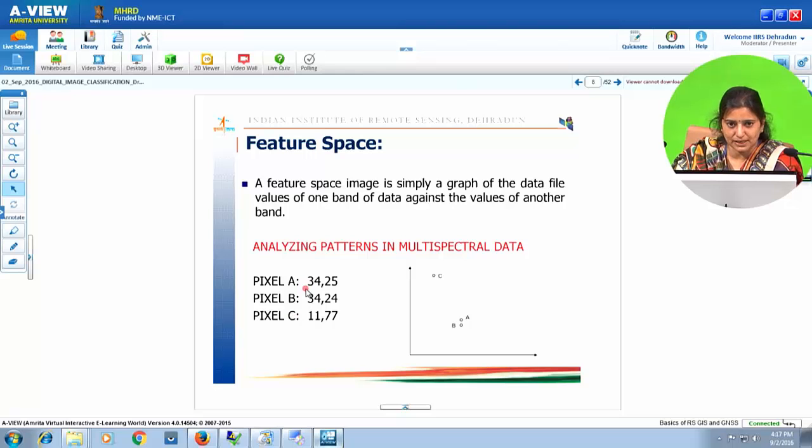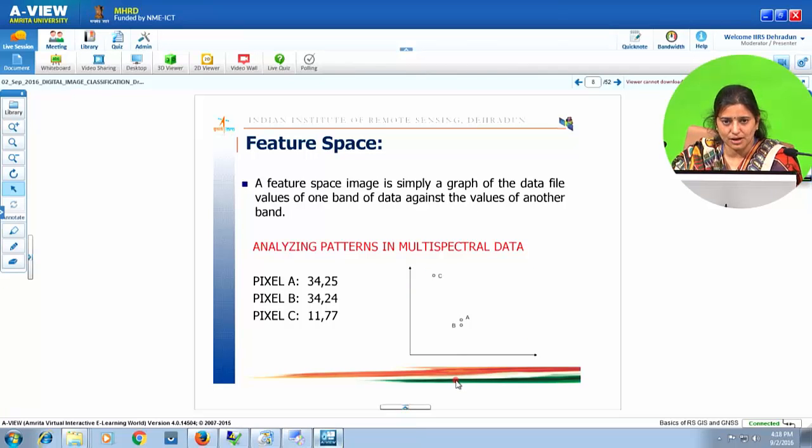The value of pixel A in both the bands is 34 and 25, of pixel B is 34 and 24, pixel C is 11 and 77. When we plot these values so that band 1 is on one axis, band 2 is on the other axis, and pixel A, pixel B, pixel C are represented as single dots, then this is called a feature space. So here I have shown you only three pixels, but all the pixels of the image can be plotted like this, and such a plot would be called a scatter plot.